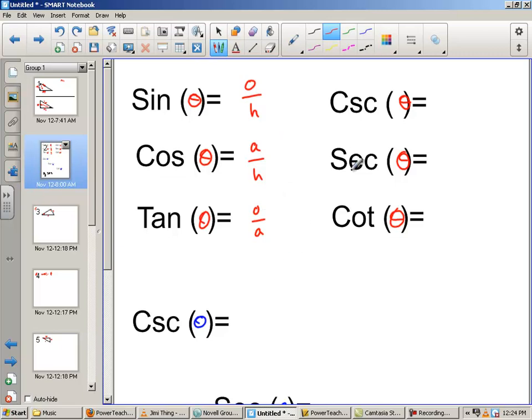You might remember SOHCAHTOA. When we do the cosecant, secant, cotangent, it's actually just the reciprocals. So h over o, h over a, and a over o. Those are our trig functions. You'll want to refer to these if you don't have them written down. You'll refer back to this part of the video several times as we go through this.